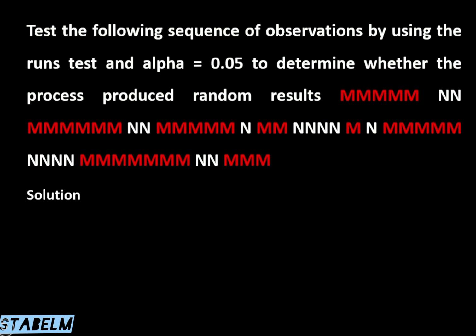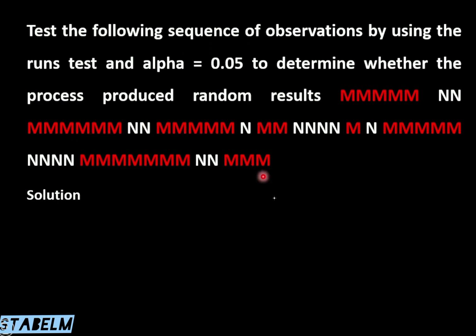Now it's a solution. Then how do we stand now? First of all, we need the number of runs. And how do we get the number of runs? That is R from the formula. So we say, what is the number of runs that we have here? You see, we have MMM, we have NN, we have MMM, we have NN, MMM, N.